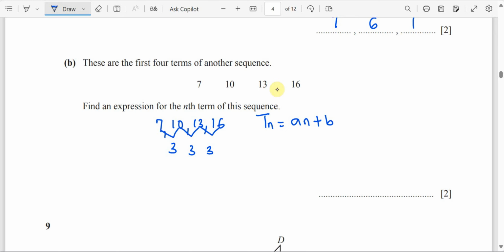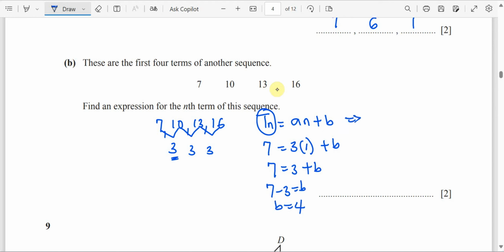So from here, we're going to use the first term, that's 7, equals A is 3, 3 into bracket, n is 1, because we're using the first term. You can as well use any of the terms. You can use the second, the third, or the fourth. Just take note of the term you're using. So if you're using the third, that means this will be 13 and this is going to be 3 plus b. So we're looking for the value of b. 7 equals 3 plus b. 7 minus 3 equals b. So that means b equals 4.